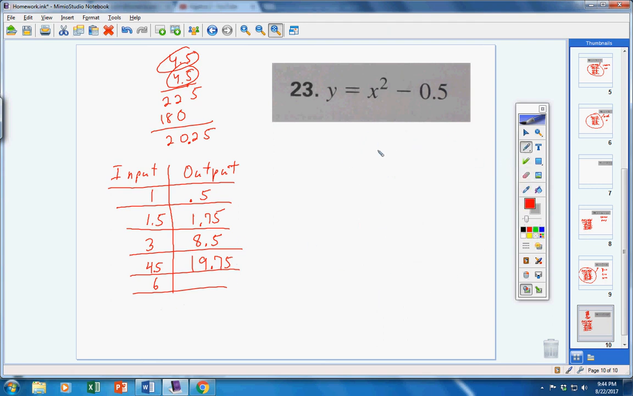We're going to substitute 6 in for x. So 6 squared minus 0.5. 6 times 6 is 36 minus 0.5. Decimal here, put a 0, 0, 0. 0 minus 5 we can't do, so make this 6 a 5. 10 minus 5 is 5. 5 minus 0 is 5. 3 minus 0 is 3. Bring your decimal straight down. 35.5. And that, my students, is an input-output table for this given function right here.